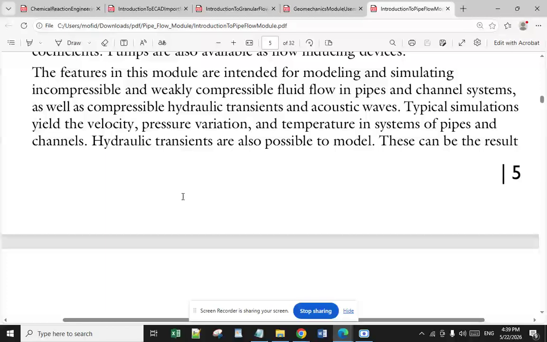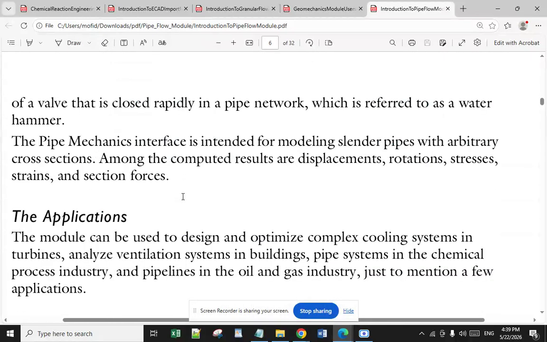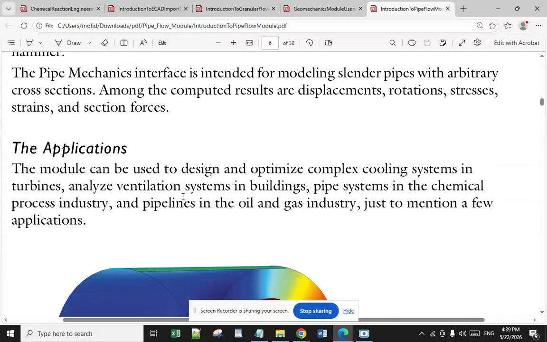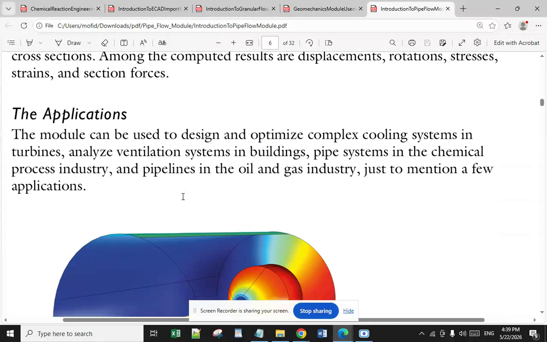channel systems, as well as compressible hydraulic transient and acoustic waves. Typically, simulations yield the velocity, pressure variation, and temperature in the systems of pipes and channels. Hydraulic transients are also possible to model. These can be the result of a valve that is closed rapidly in a pipe network, which is referred to as a water hammer. The Pipe Mechanics interface is intended for modeling a cylindrical pipe with arbitrary cross sections. Among the computed results are displacement, rotations, stresses, strains, and section forces.